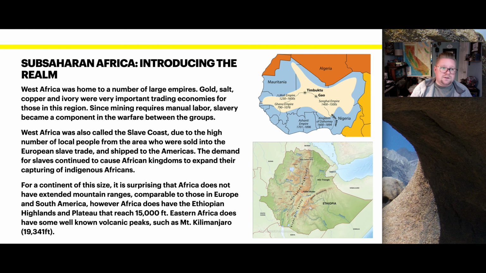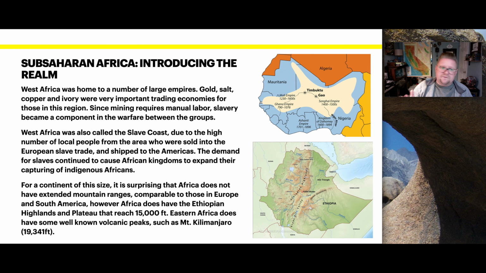Gold, salt, copper, and ivory were very important trading economies for those in this region. Since mining requires manual labor, slavery became a component in the warfare between the groups and the tribes. West Africa was also called the Slave Coast due to the high number of local people from the area who were sold into the European slave trade and shipped to the Americas. The demand for slaves continued to cause African kingdoms to expand their capturing of indigenous Africans.